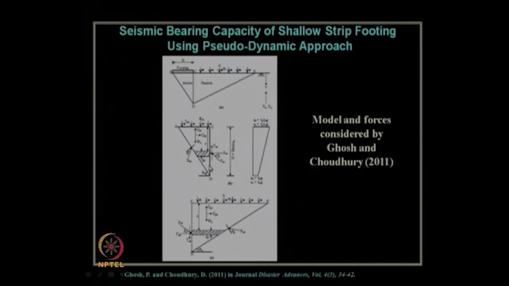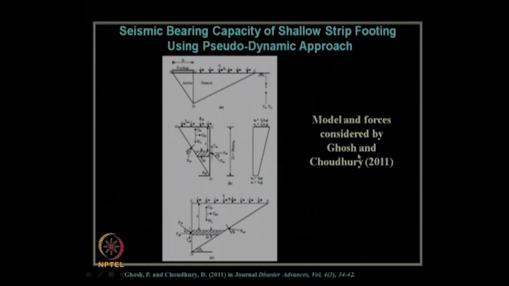Now, let us look at the seismic bearing capacity of shallow strip footing using the pseudo-dynamic approach. So far, we have discussed the determination of seismic bearing capacity factors using the pseudostatic approach. Now, we are proceeding to the pseudo-dynamic approach. This model and the forces considered for determination of the seismic bearing capacity factors for a shallow strip footing in a cohesionless soil were proposed by Ghosh and Choudhury.